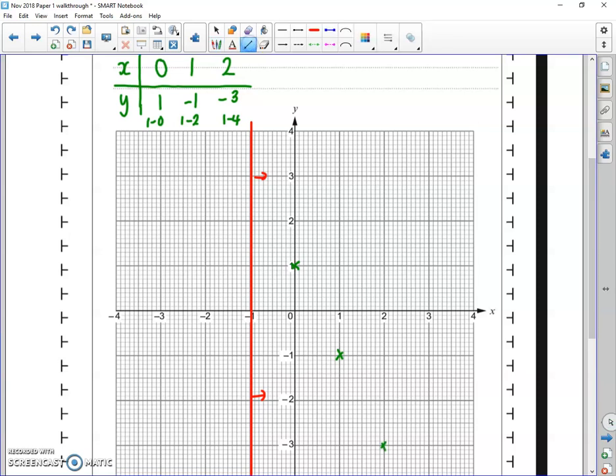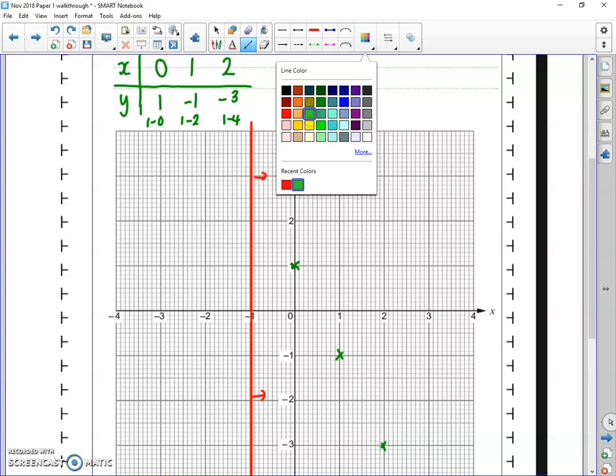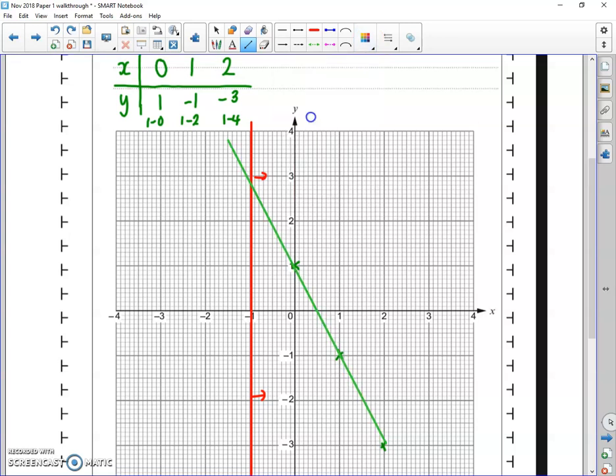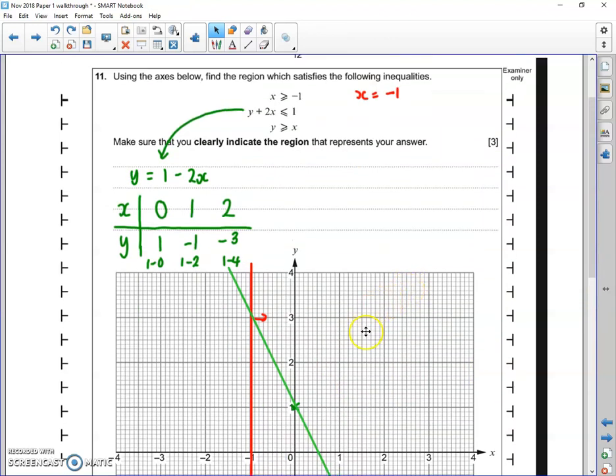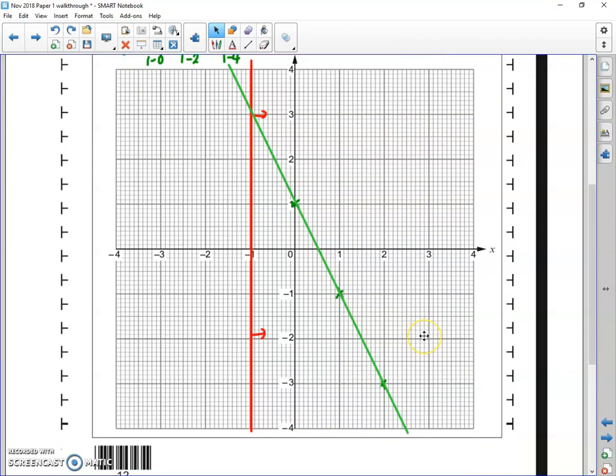And we can join them up with a ruler. Let's have a look. Okay. And let's go back to our inequality. It says less than, I think it was. Board's frozen. There we go. It's a less than sign, so less than is beneath that line, underneath. So we can put arrows downwards.